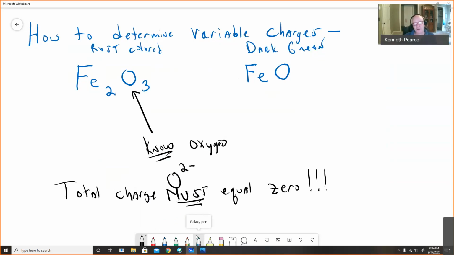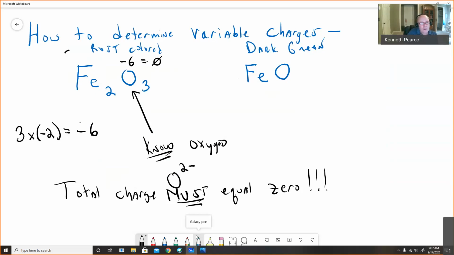So look, there's oxygen, and I know it's 2 minus. And how many of the oxygens do I have? I have 3 oxygens. So I say, you know what? It's 3 times minus 2 gives me minus 6. So there's minus 6 on those 3 oxygens altogether. Each one is minus 2. There's 3 of them. So we do know that it has to equal 0 for all of them.